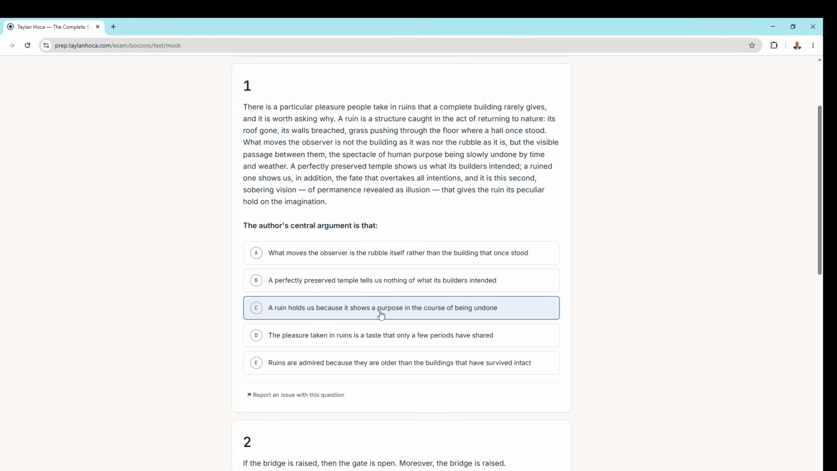I think C, because, you know, yeah, it has a purpose, right? It shows that passage between the building and the ruin, and also it gives an idea of illusion of permanence. I think it's C. Let's hope for the best.